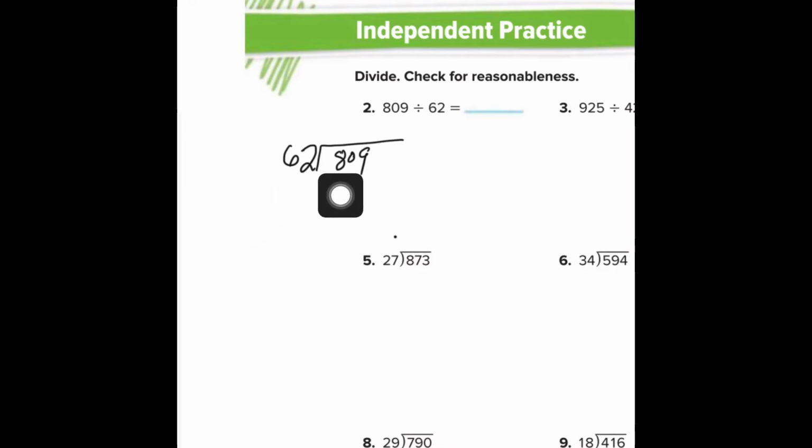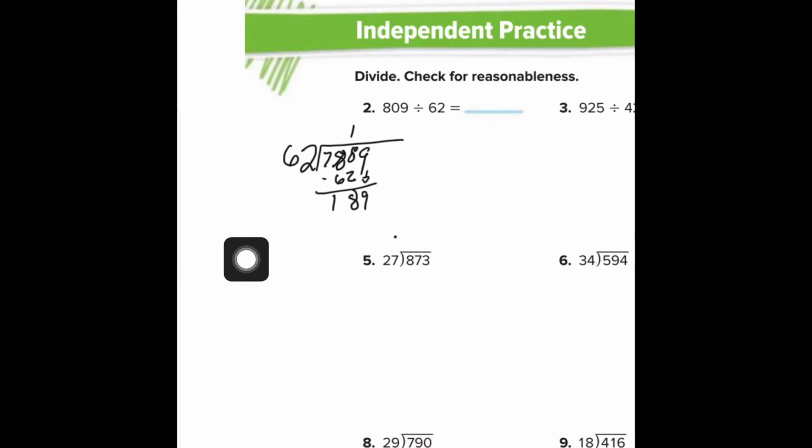Okay, so let's look at our numbers here. 62 will not go into 8, but 62 will go into 89 at least one time. So 1 times 62 is 62. Then we're going to change that to a 7 and that to a 10. 10 minus 2 is 8. 7 minus 6 is 1. Got to bring down that beautiful 9.